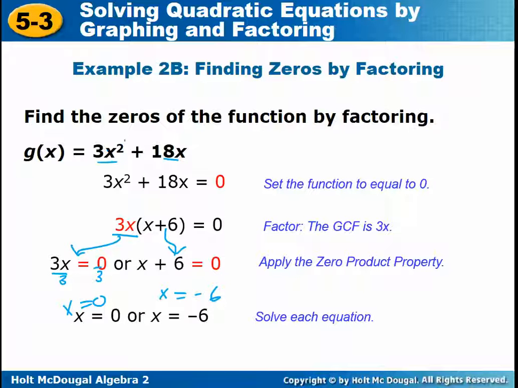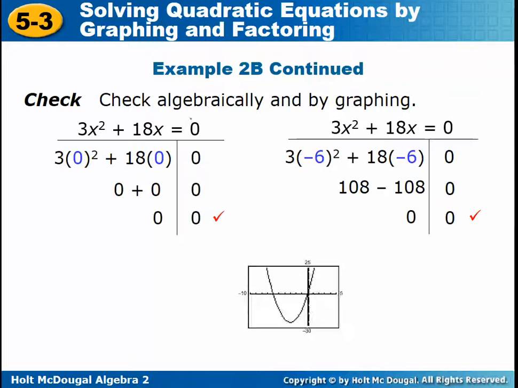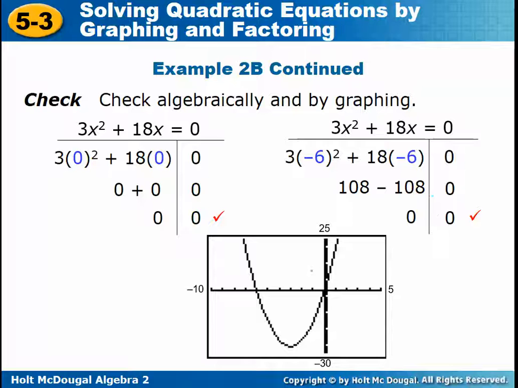We can check those by plugging it back in. The 0 one is really easy. If you put 0 in for x, you would get 3 times 0 plus 0, so that's equal to 0. For the negative 6, you'd have negative 6 squared, that's 36 times 3, plus 18 times negative 6. And we would find that those are 108 minus 108. And also we can graph this, and we can see that this parabola, this quadratic function, crosses the x-axis at negative 6 and at 0.